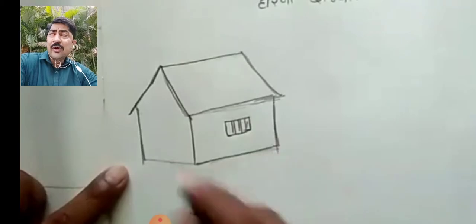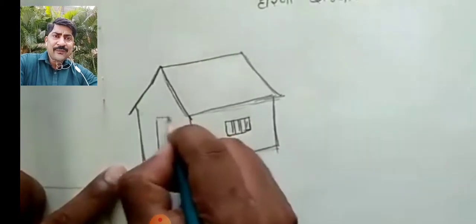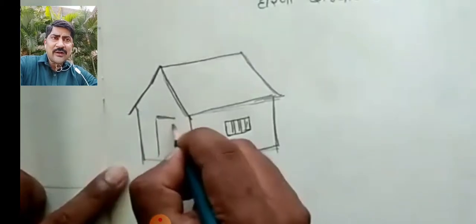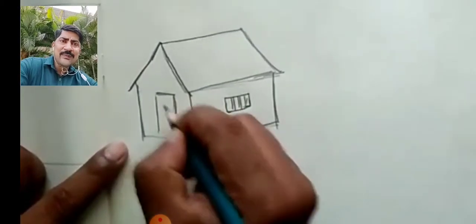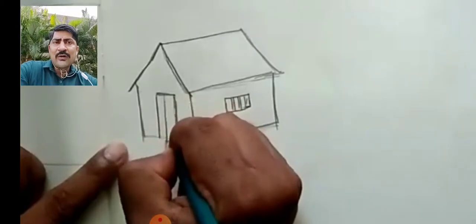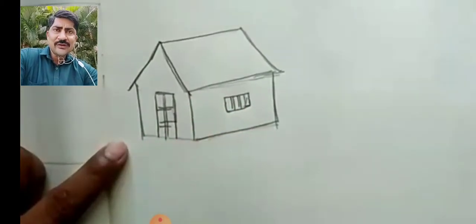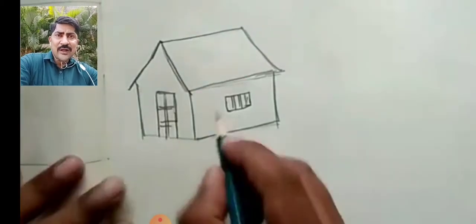Then you can draw one window or two windows on any of the side walls. I have drawn it on the right-hand side wall. You can draw it on the left-hand side also. On one side you have to draw the door and on the other side you have to draw the shape of the window. Very simple thing, right? So this way the house is ready.